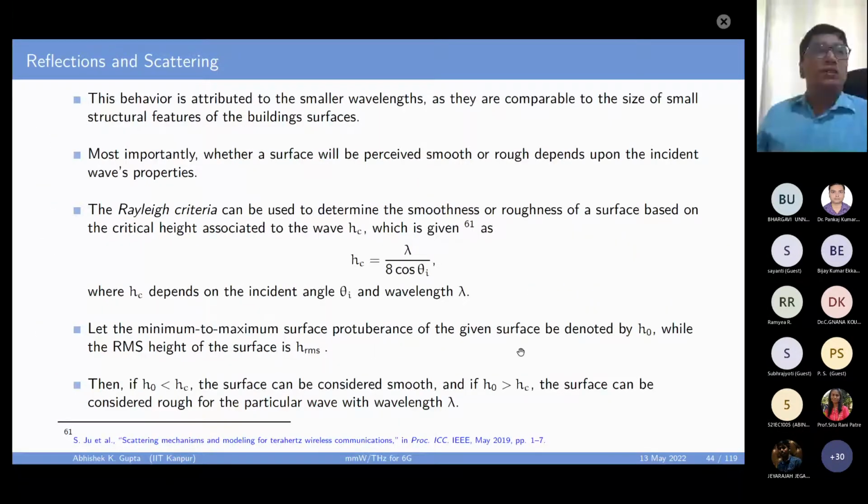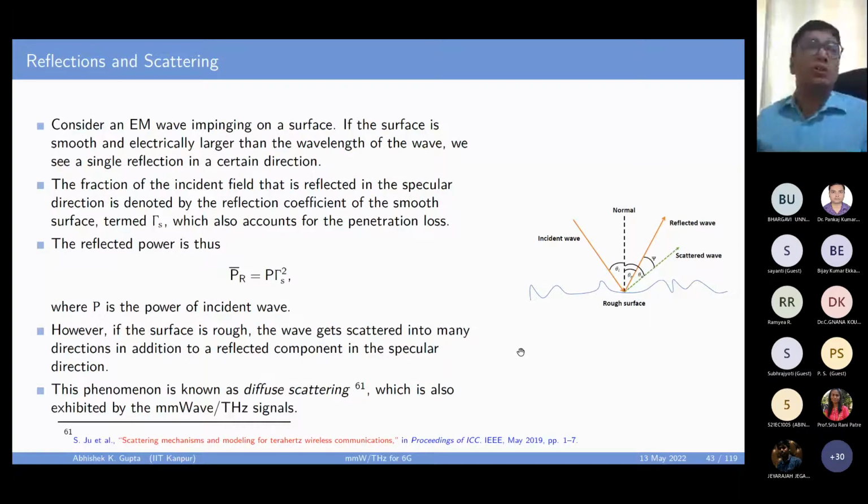Now, another interesting fact is about reflection and scattering.